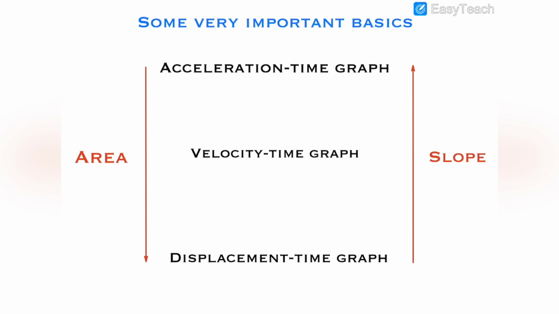Now in just the reverse order, if we are going in the downward direction, and we need to find the velocity from the acceleration-time graph, then we need to find the area of the AT graph, which would give the change in velocity. And if we need to find the displacement from the velocity-time graph, then we need to find the area of the VT graph bounded with the time axis, obviously, and it would give the change in displacement.